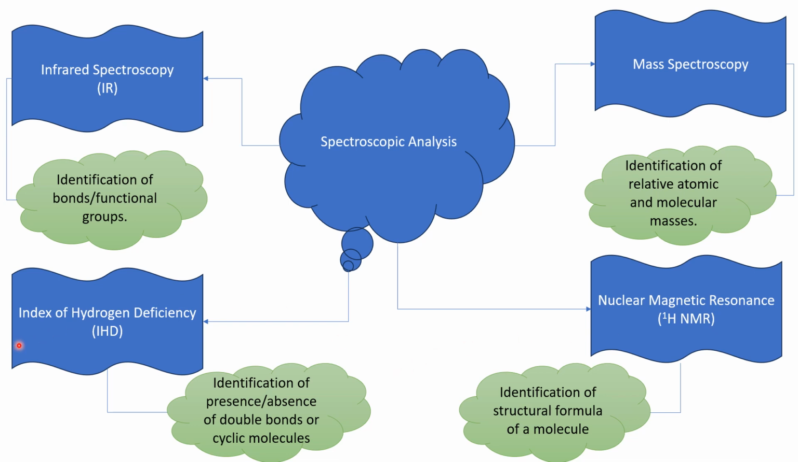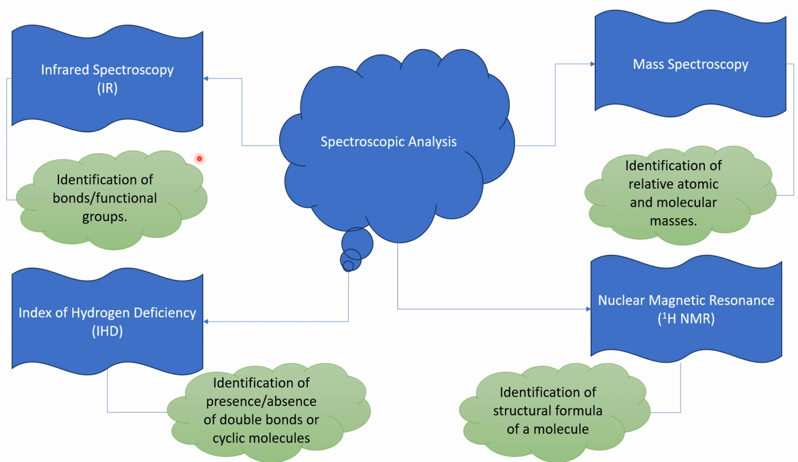We're going to be looking at the index of hydrogen deficiency, which is basically abbreviated by IHD. And that basically tells me whether I have single bonds, double bonds, or even cyclic compounds. And the last one that we're going to be looking at is the infrared, and it's abbreviated by IR. And that's basically the absorbance, like I said, of the vibration of the molecules at the specific wavelength after they've been hit by a specific amount of energy.